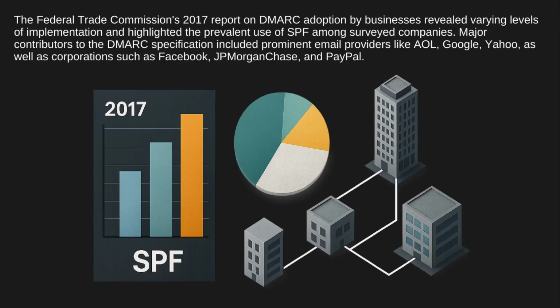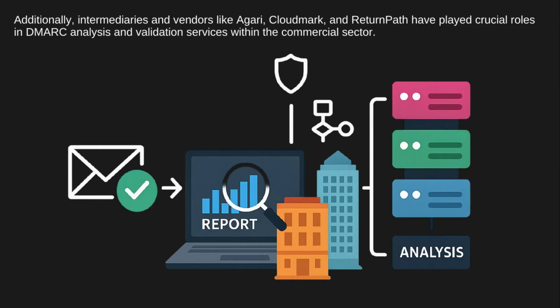Major contributors to the DMARC specification included prominent email providers like AOL, Google, Yahoo, as well as corporations such as Facebook, JPMorgan Chase, and PayPal. Additionally, intermediaries and vendors like Agari, Cloudmark, and Return Path have played crucial roles in DMARC analysis and validation services within the commercial sector.